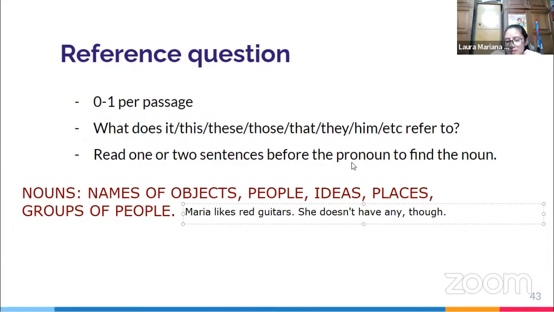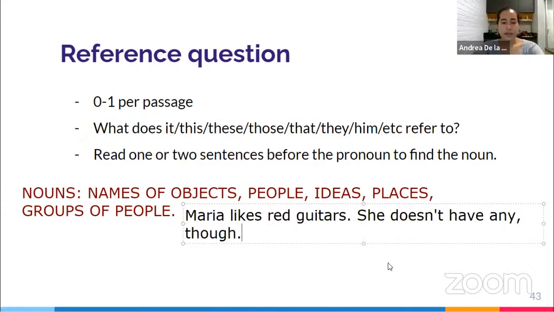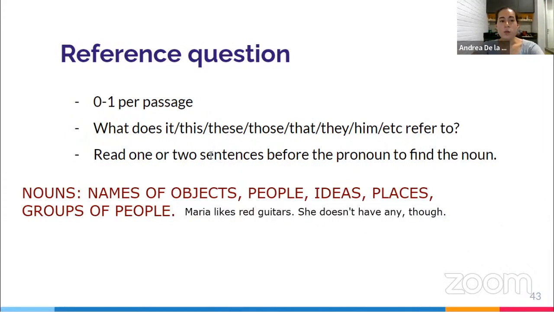That it refers to nouns. Exactly. So a pronoun is a word that refers to the noun, or that replaces or could replace a noun in a sentence. So for example, we have two sentences now here. We have: Maria likes red guitars. She doesn't have any though. Okay, we have those two sentences.